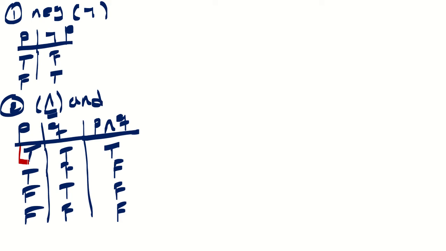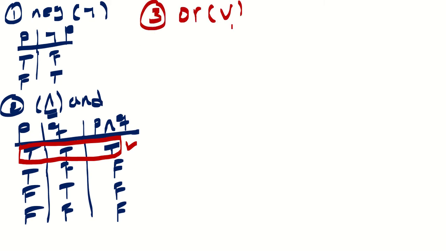Both have to be true, otherwise it is always false. It's false dominant. The only true outcome it has is if both of them are true, otherwise always, as you see, it is false. The third one is disjunction, or we call it OR, that is V, the symbol for V.